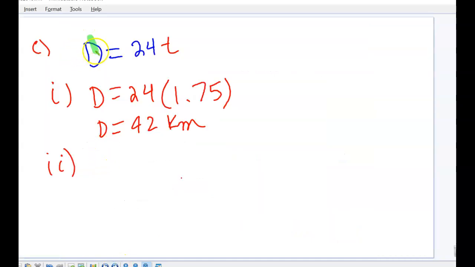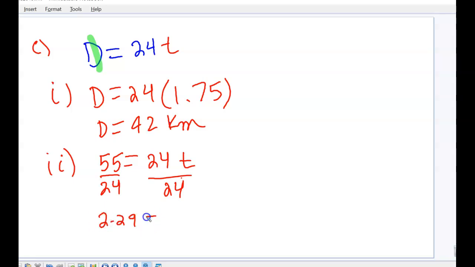And in part 2 of C, they want to know the time it takes you to travel 55 kilometers. So I'm going to put 55 in place of D. So 55 is going to be 24 times T. I'm going to divide both sides by 24. And my time is 2.29 hours would be the time that it would take for her to travel 55 kilometers.